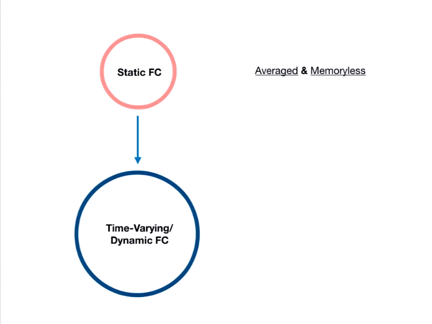So for example, if you relax the averaged assumption, you will be doing what we will refer to as time-varying functional connectivity. On the other hand, if you relax the memoryless assumption, you will be doing what we will refer to as dynamic functional connectivity. And here I should mention that different definitions for these terms, static, dynamic, time-varying, have been proposed in the literature. We don't claim that these definitions are the only valid ones.